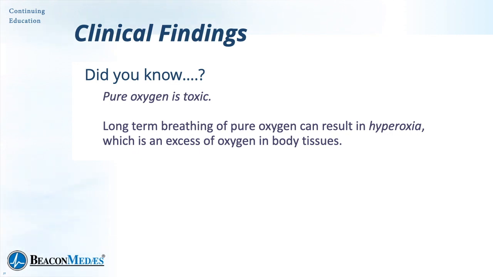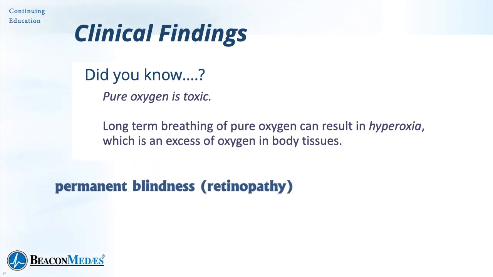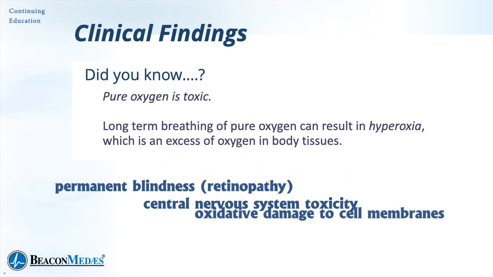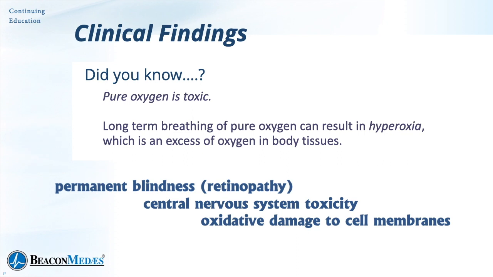Now, keep in mind that pure oxygen is actually toxic. If we breathe pure oxygen for too long, it can result in hyperoxia. Now, we're not used to hearing that these days. We're used to hearing about hypoxic, basically not having enough oxygen. Here's a case where we have too much. And this can result in permanent blindness, retinopathy, particularly with small infants. It can result in central nervous system toxicity, and it can result in oxidative damage to cell membranes. This is all bad stuff, obviously.